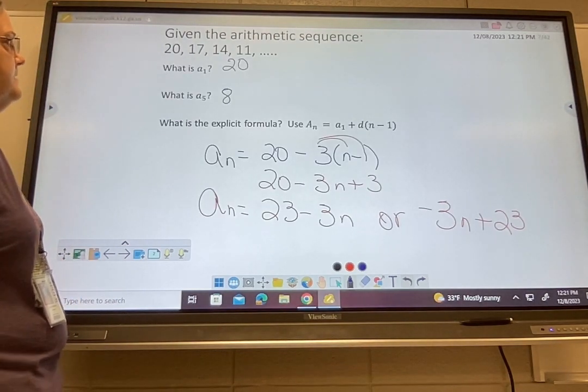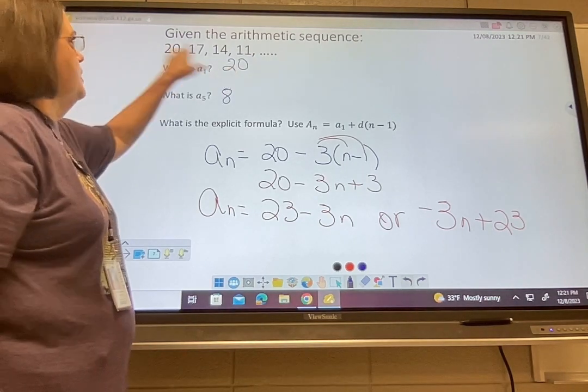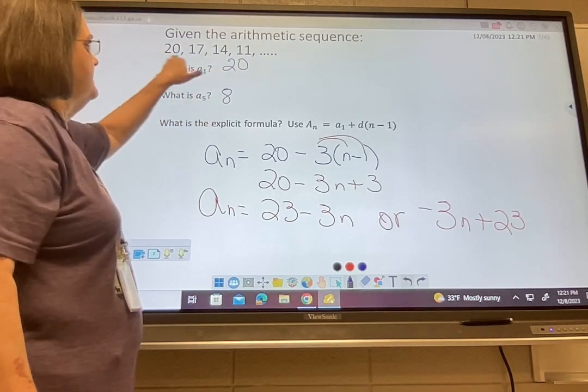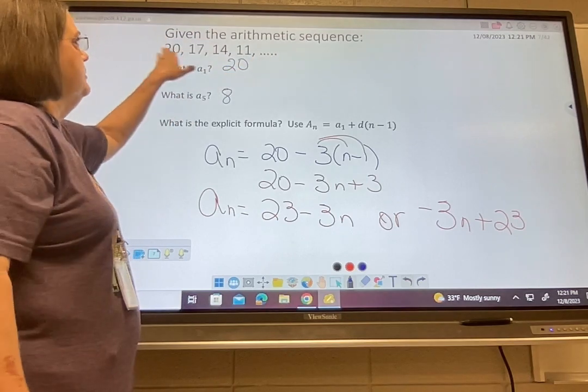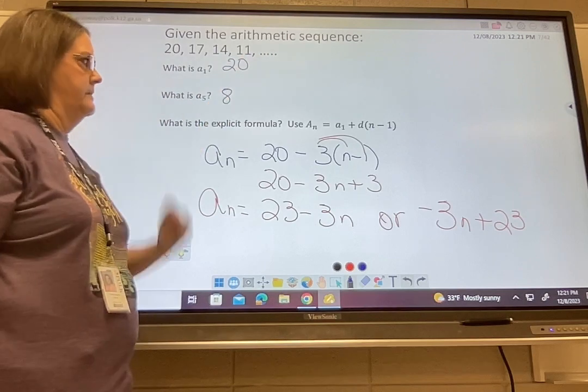Given this arithmetic sequence, find A1. A1 means what is the first term? It's 20. A5 means what's the fifth term? Well, you've got 11 and you're going minus 3, so take 11 minus 3, that gives you 8.